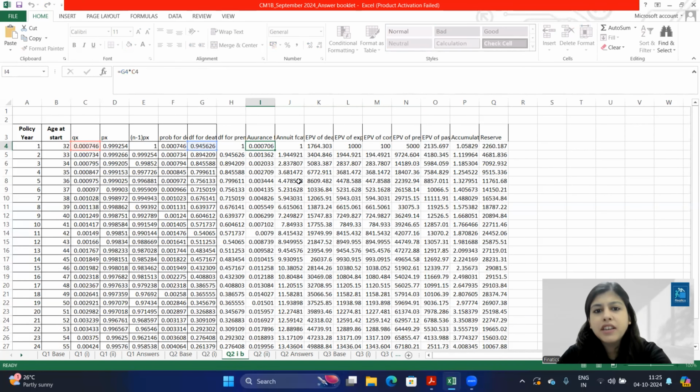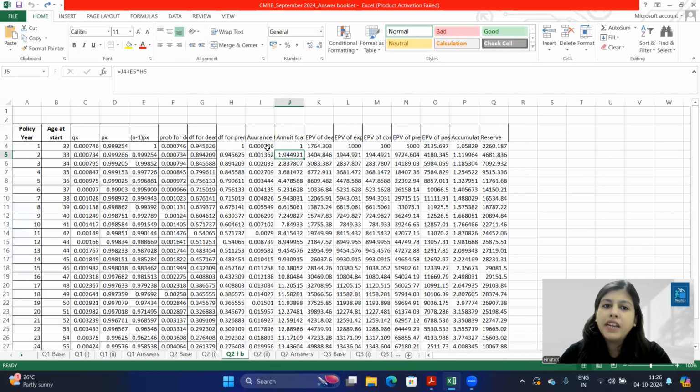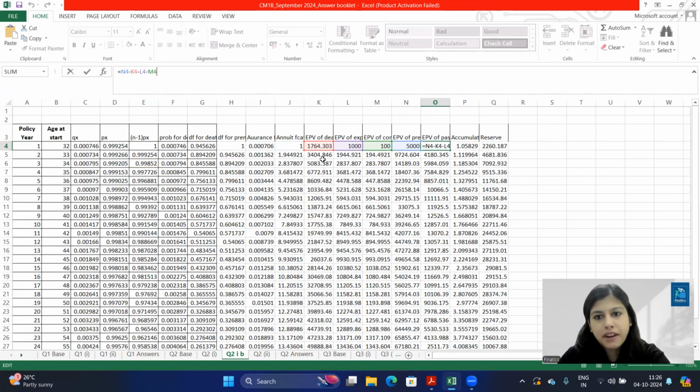So this goes on. Similarly, for the annuity due factor, first is 1, then is 1 plus VPX, then is 1 plus VPX plus V square into 2PX. So this keeps on going. And EPV of death benefit is whatever the sum assured is into the assurance factor. EPV of expenses is also the similar thing, multiplied with the annuity factor, EPV of commissions multiplied with the annuity factor, EPV of premium is again multiplied by the annuity factor. Then we calculate the payout, which is EPV of premiums minus expenses minus commissions minus death benefit.